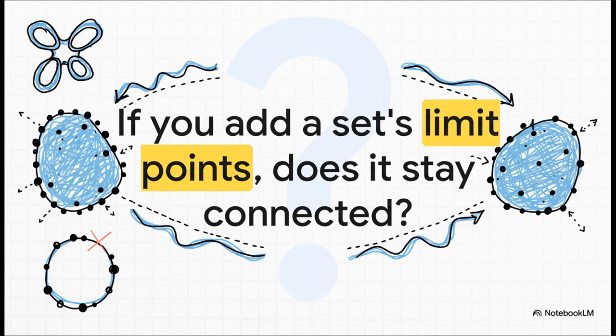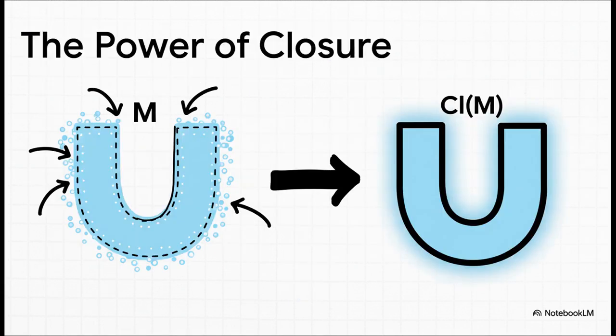So the big question is, if we gather up that original shape and we add all of these boundary points, do we accidentally create a gap? Do we break the connection? And the answer is a resounding no. The connection is so fundamental that it actually extends to its own boundary. This combination of a shape and all its limit points has a name. It's called its closure. And the key theorem here is just fantastic. If a set is connected, its closure is too. You cannot break a connected set by adding the very points it's trying to reach.